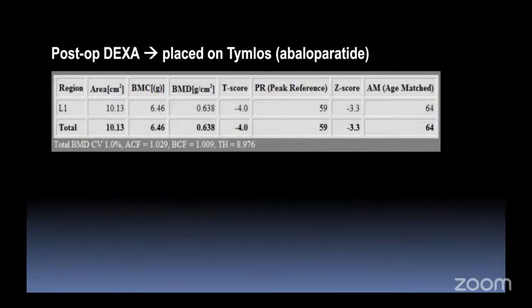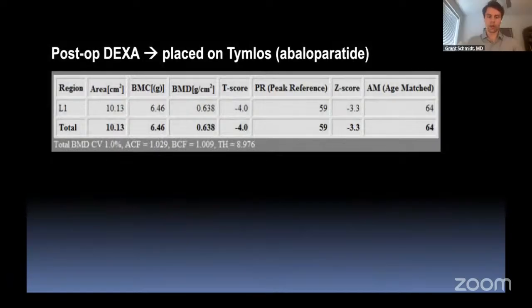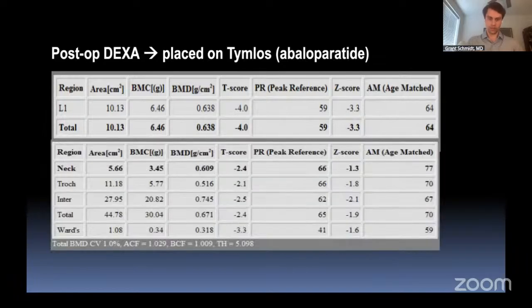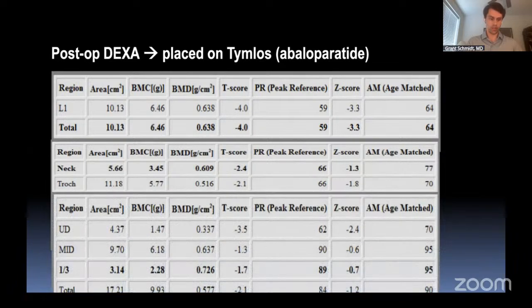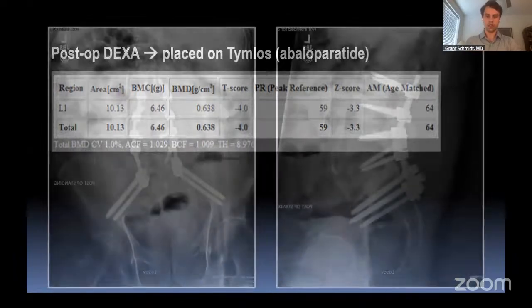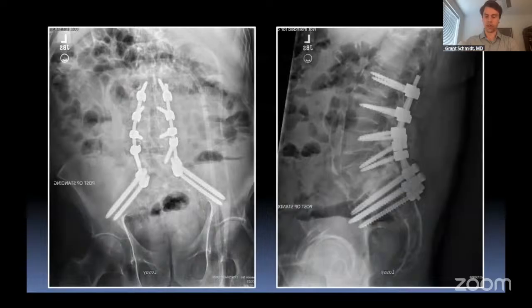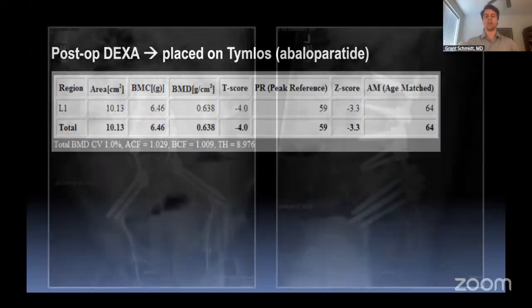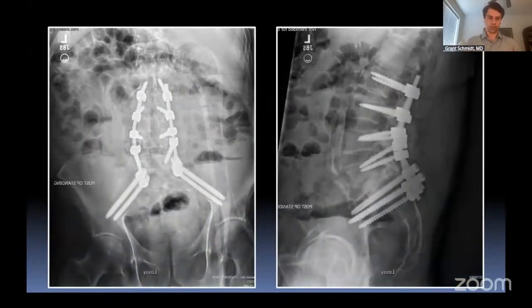And then here's his postoperative DEXA. So you can see at L1, his T-score was -4. In the left femoral neck, he measured -2.4. Intertrochanteric region, -2.5. And then in the left forearm, he measured -3.5. And so his endocrine workup is still ongoing. He was placed on Tymlos, but his PTH, free T4, and TSH were all normal.